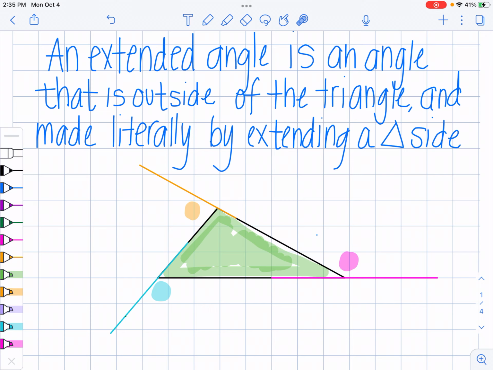And you can do this on each side of the triangle. So I can extend out this side here, which makes what we call an exterior angle. And I can extend out this side here, which makes this exterior angle. If you look at it just with the 3 extensions, it almost looks like a windmill effect. But that's what it means to have an exterior angle or an extended side.